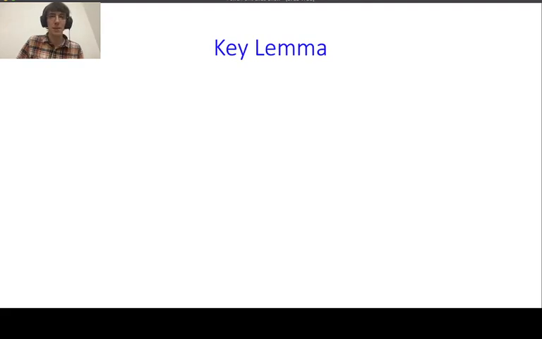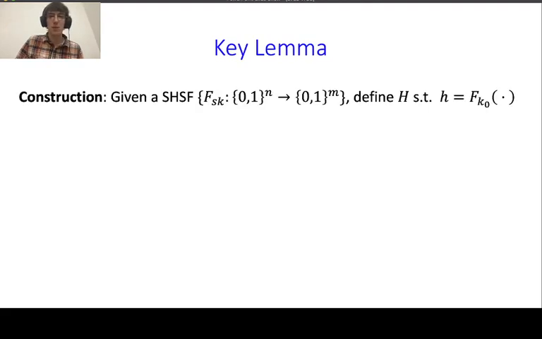Let's talk about how that works. So essentially, here's the key lemma for the whole paper, and the lemma is also extremely easy to prove. So consider the following construction. Start with some pseudorandom function family, which we're going to assume is shift hiding. So assume you have a family like this.